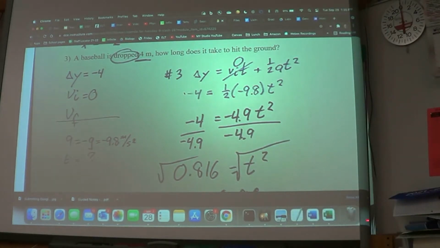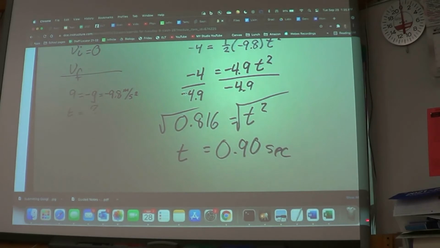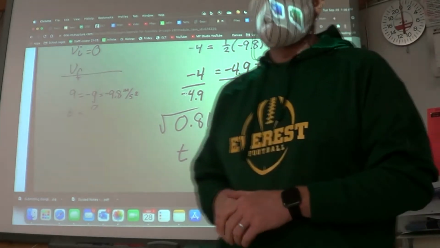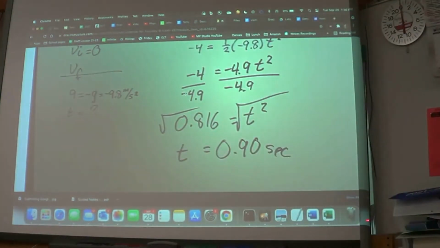Same thing with this time. However, time always, in our examples, is always going to be a positive value. Okay. So let's talk problem types. Let me stop. Questions about any of these?